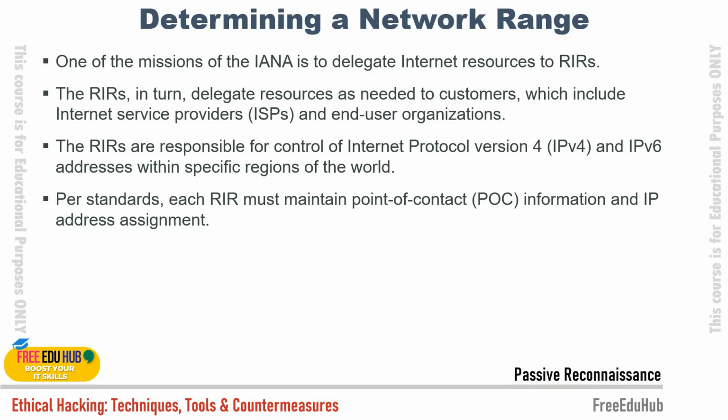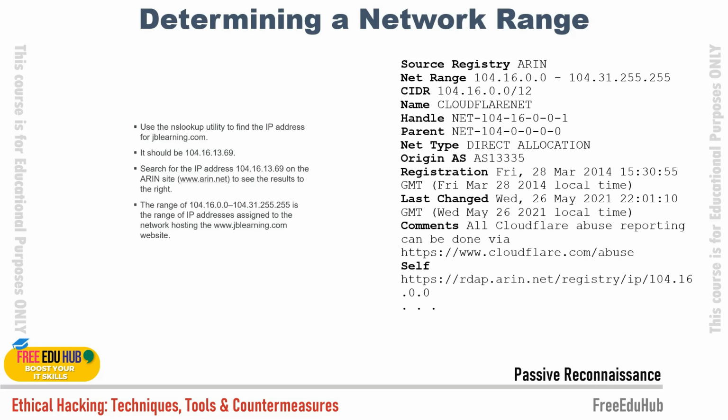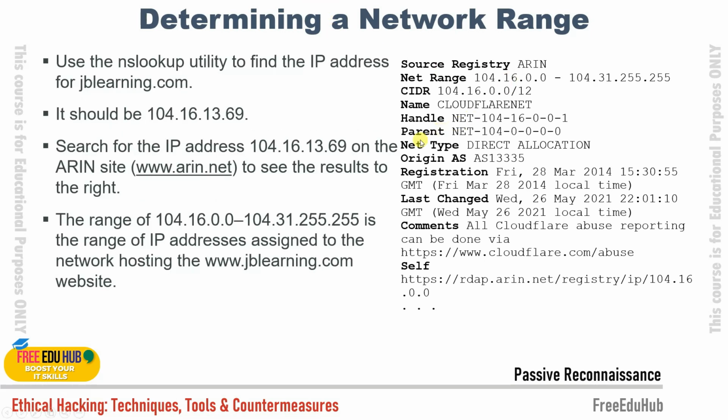Now, in order to determine the IP range or the network range, one of the missions of the IANA is to delegate the internet resources to the RIRs. The RIRs in turn delegate the resources as needed by the customers, which include the internet service provider details and other things, responsible to control the IPv4 and IPv6 addresses, and it maintains the point of contact details for any specific IP address, etc. As you can see, here it's talking about the range of the IP address, and it is the IP address of it /12. So that's telling exactly the range of IP addresses which are allocated over here.